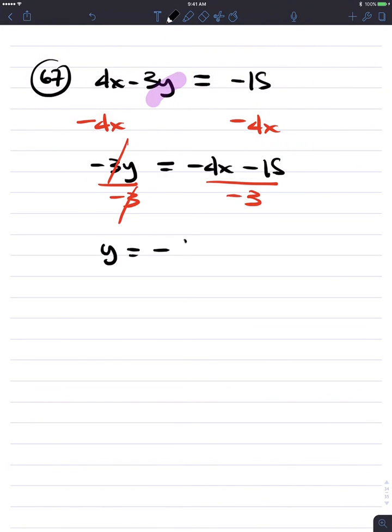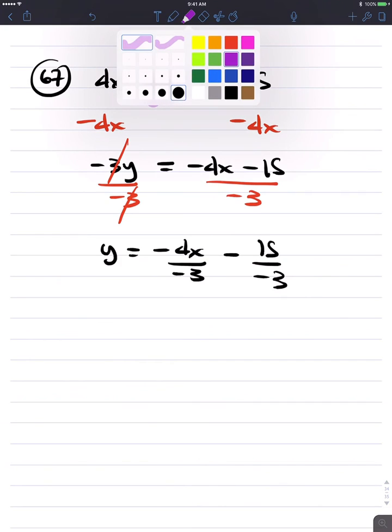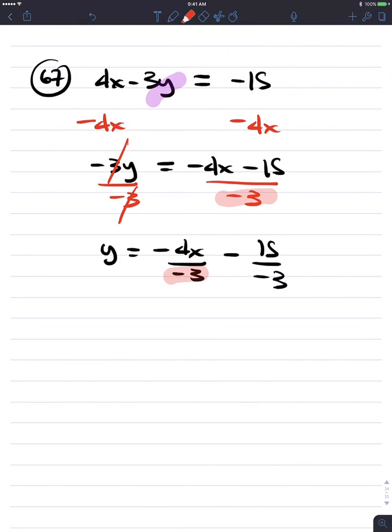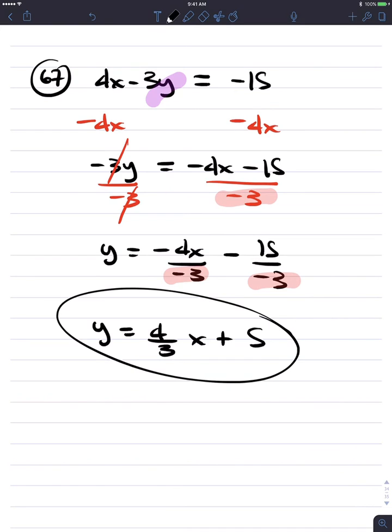y is negative 4x over negative 3 minus 15 over negative 3. The negative 3 is dividing both terms. y is positive 4/3 x, and a negative over a negative is a positive, 4/3 x plus 5.